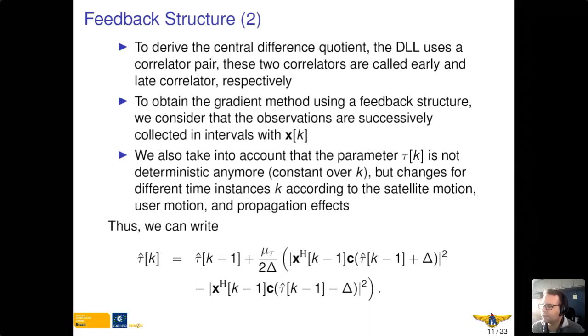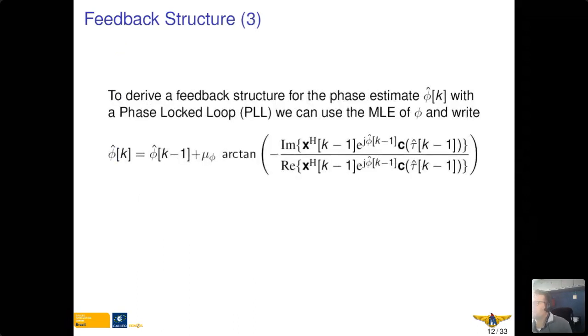So the actual estimate at time instant k, or the new estimate, depends on the estimate at time instant k minus 1 plus mu tau divided by 2 delta, and then this early minus late correlation using the data from the previous time instant and the time delay estimate from the previous time instant. To derive a feedback structure for the phase estimate, we can build a very primitive phase lock loop, a PLL.